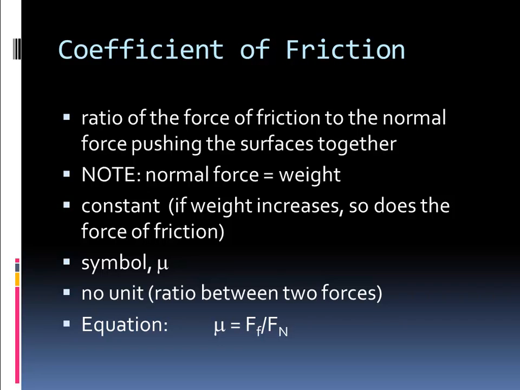There's something called the coefficient of friction, and that is just the ratio of the force of friction to the normal force from the surfaces pushing together. Now, keep in mind that the normal force on a horizontal surface is equal to the weight. It is a constant, so if the weight increases, so does the force of friction. The symbol is the Greek letter mu. This is not a U, it's called mu, and it's actually the Greek letter M. But it is called mu. It has no unit because it's a ratio between two forces, so the units would cancel out. And the equation is that mu equals the force of friction divided by the normal force.